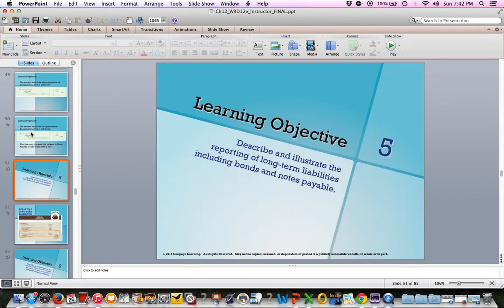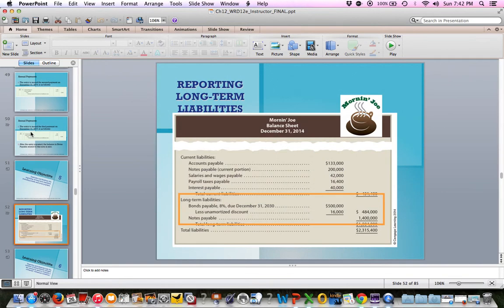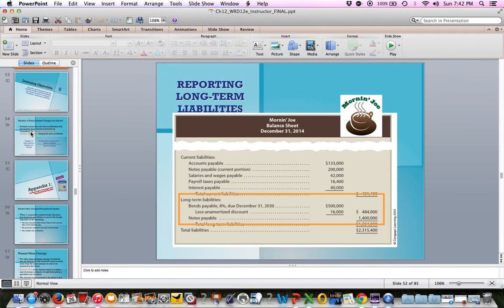Okay, let's talk about reporting for long-term liabilities then, in terms of what it looks like on the balance sheet. So here's a balance sheet. We show bonds payable, and notice that we show the bonds minus discount to get to book value of 484, and also a note payable. So just a very common slice and dice there of a balance sheet with long-term liabilities on it.